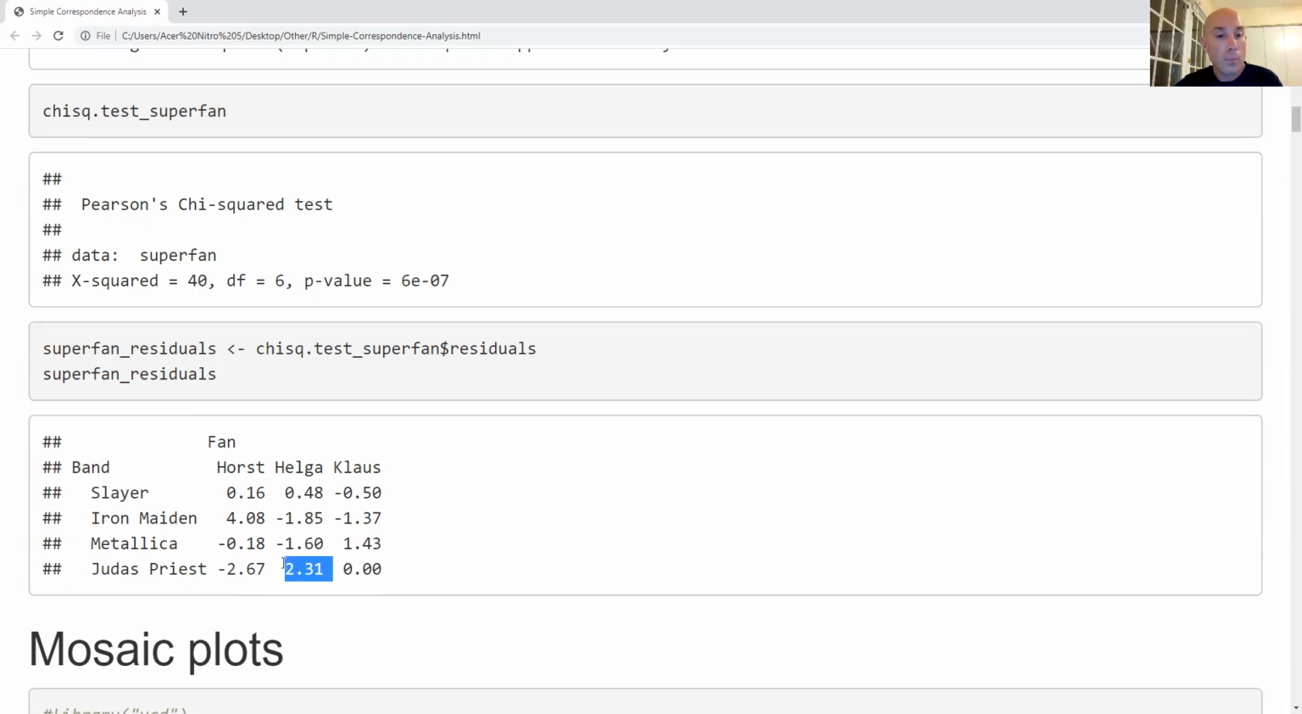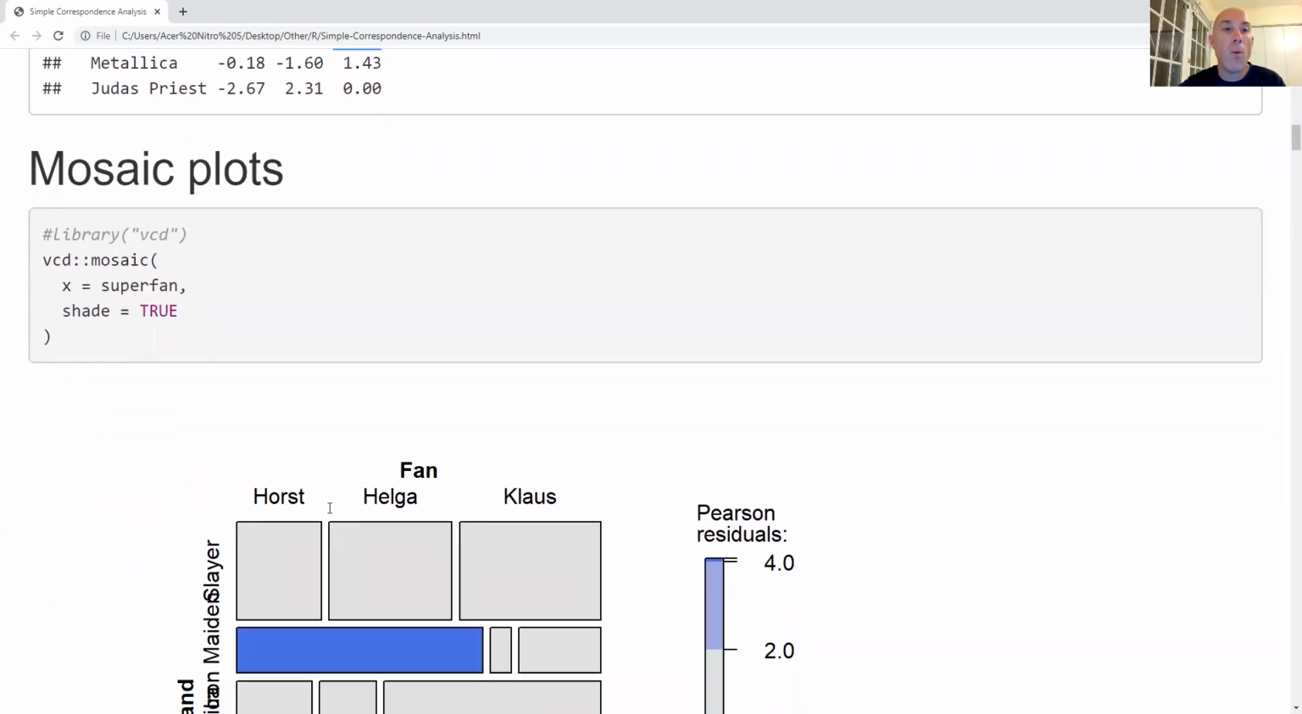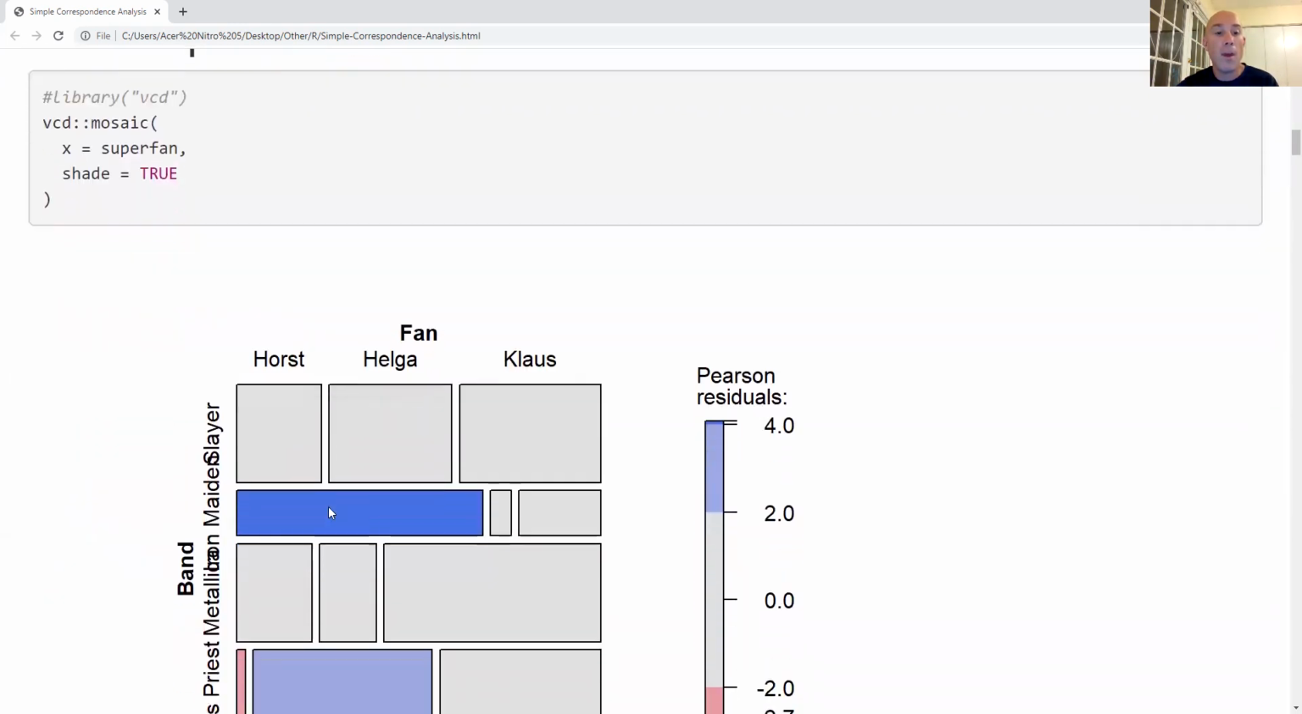And so, well, let's see. Helga and Iron Maiden is lower than the null hypothesis would say. Then Helga and Metallica is lower than we would say under the null hypothesis, Klaus and Metallica is greater, and then Klaus and Iron Maiden is less. Okay, so let's go ahead and visualize this. I want to visualize this with the mosaic plot. Okay, so we're going to use the vcd package, and we're just going to use the mosaic function.